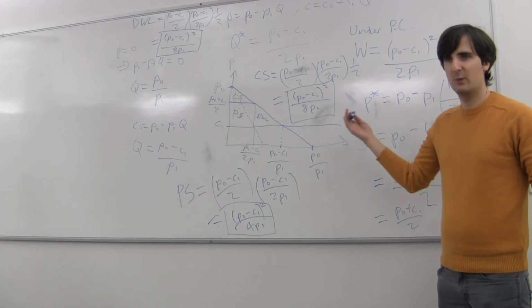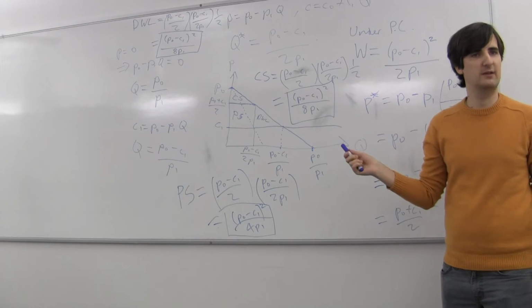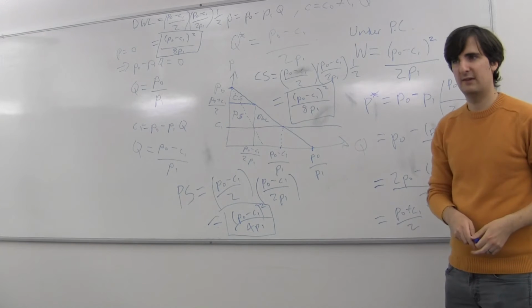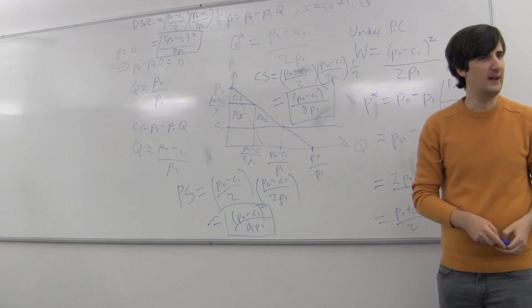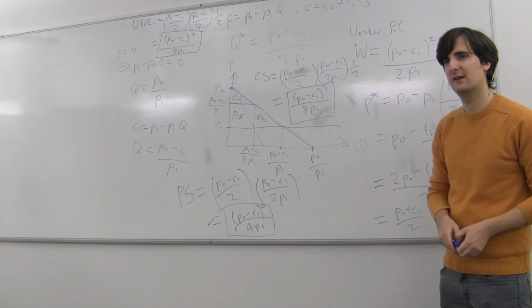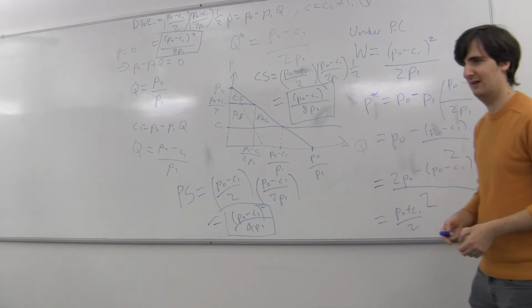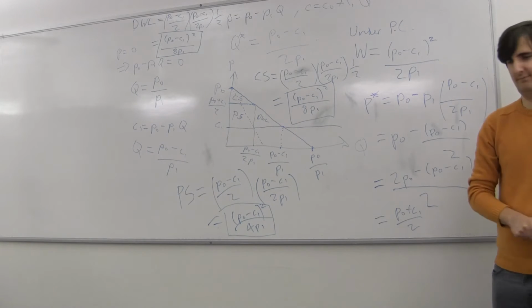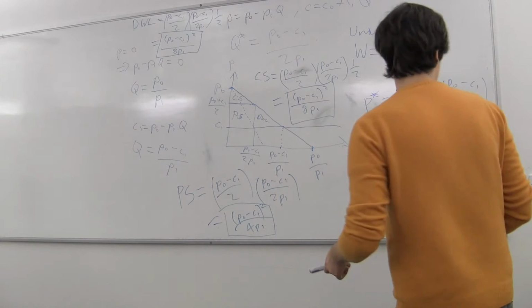Okay, so you can work out consumer surplus and producer surplus. It's a bit tedious, but this is all high school mathematics, working out the area of triangles. Not too difficult. Is everyone happy? It's too easy, isn't it?